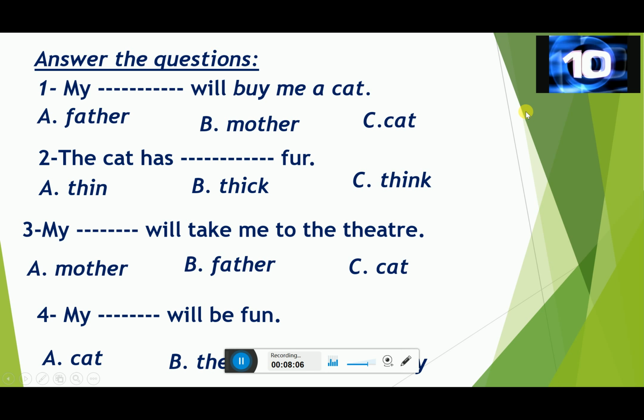Which one of them? A, father. B, mother. C, cat. Start thinking. Take another 10 seconds to think about the correct answer.